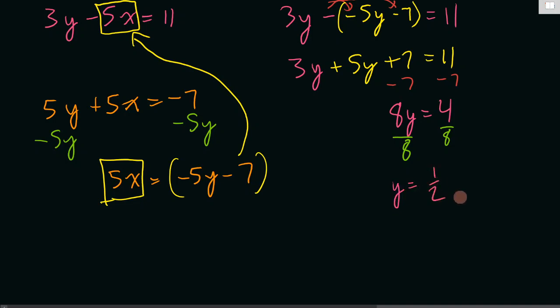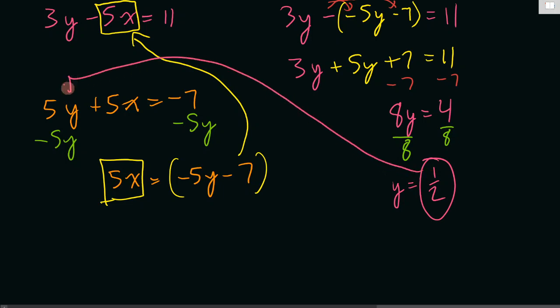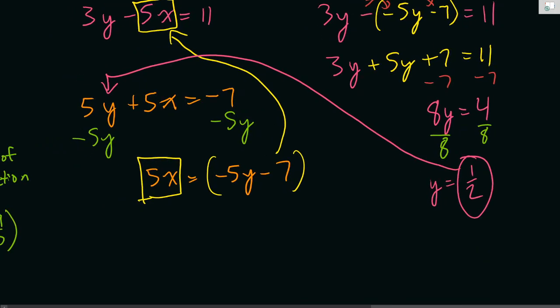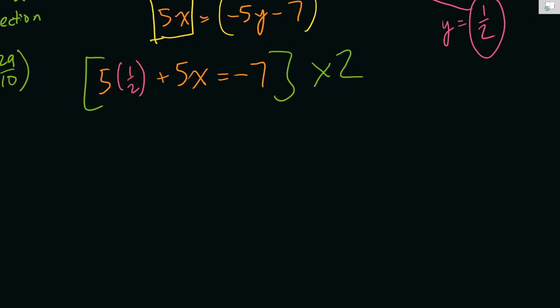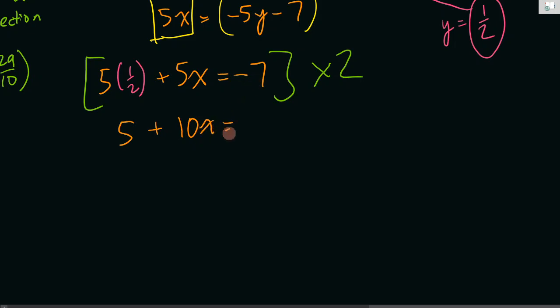So y is a half, and let's substitute that value of a half into our orange equation. So 5 times a half plus 5x equals negative 7. I don't want to multiply by a half. Multiplying by a half is going to give me a fraction. Why do that? Let's just multiply by 2 instead. Ha! So my half and my 2 cancel, leaving me with 5. 5 times 2 is 10. Negative 7 times 2 is negative 14. There we go. No fractions needed.